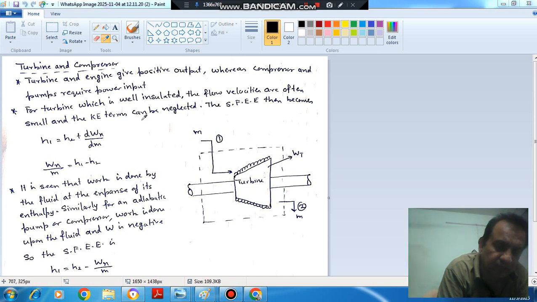Hello, welcome again. We are covering the subject Thermodynamics for Civil Services Mains, IFS and various GATE exams. And in this, we are covering the steady flow process applications. Next application is turbine and compressor.